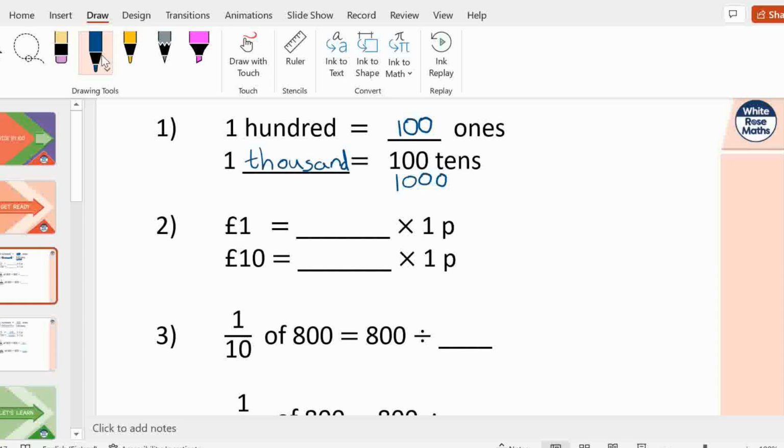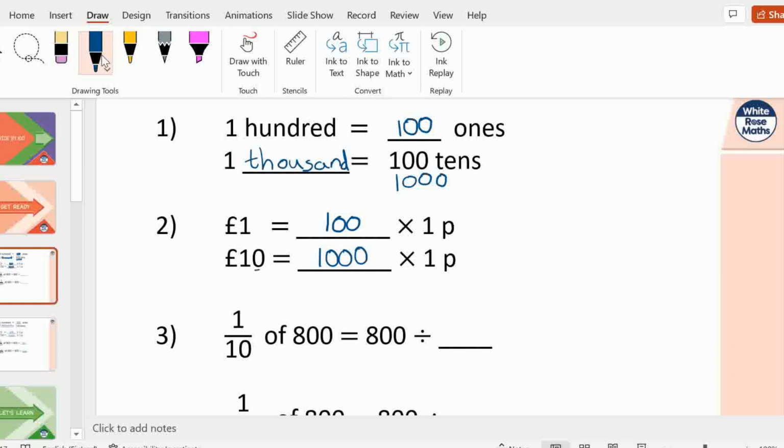Right. 1 pound equals how many pennies? Let's see who remembers. How many pennies are in 1 pound? Yes, Eamon. 100. Good. Well remembered. And then we have 10 pounds. Yeah, so now we have 10 pounds. Is how many 1 penny? So if 1 pound is 100, how many pennies? Good, 1,000.